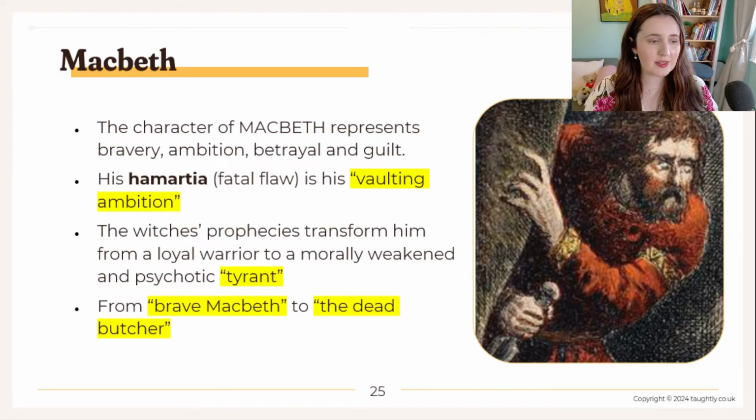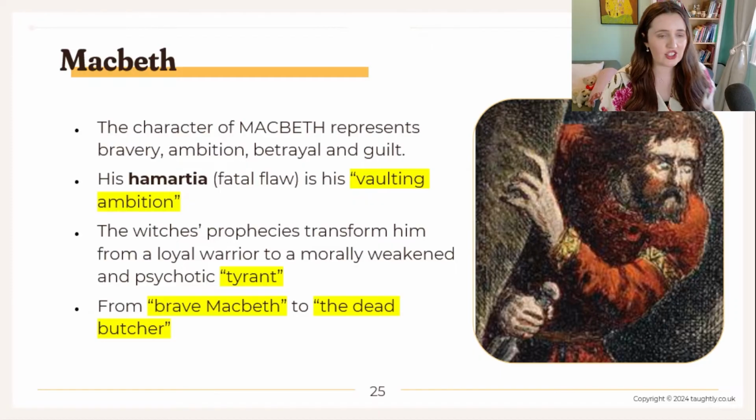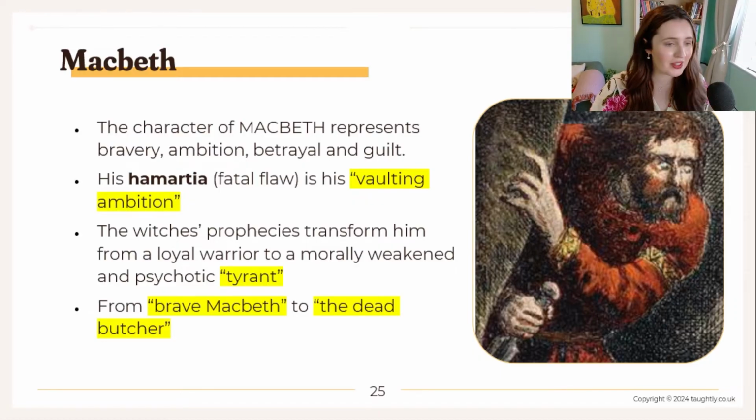By the end of the play, he's a tyrant, he's a butcher. A butcher, someone that just slashes and cuts and kills. Arguably not really changed there, it's just that he's tried to kill the wrong person.